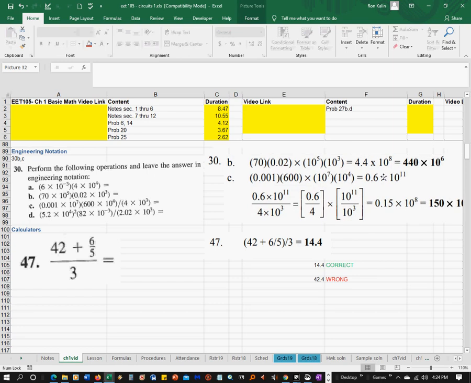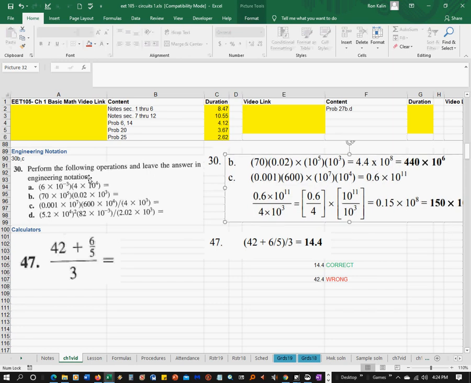And they wanted you to convert to engineering notation. So what you have to do is either take this to 10 to the ninth or 10 to the sixth. They chose 10 to the sixth, so you would move this over 2 decimal places to make this 440. So they made this 4.4 bigger to 440, so you have to go smaller to 10 to the sixth. If they had made it 10 to the ninth, it would have just been 0.044 or 0.44 times 10 to the 9.